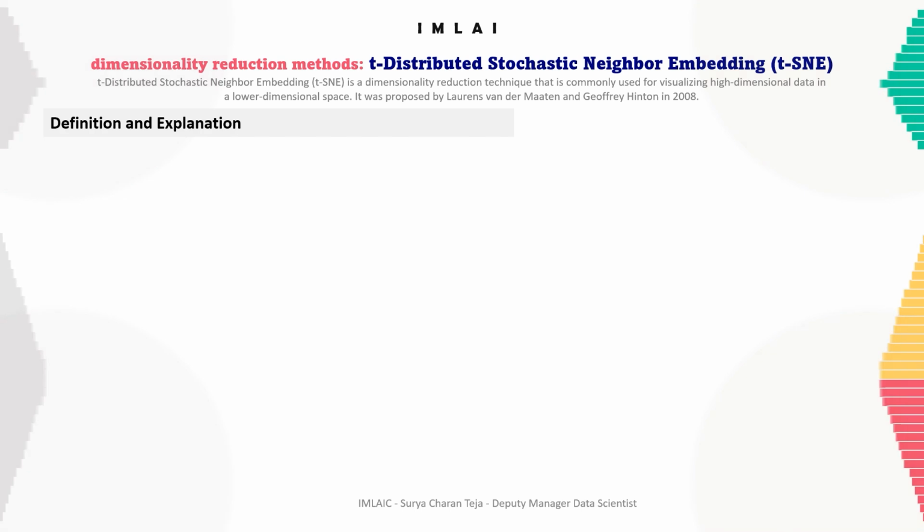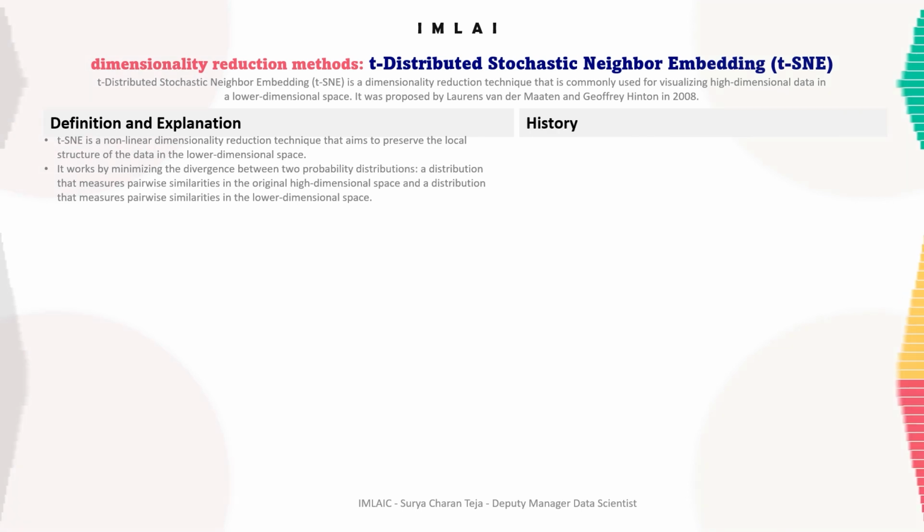So let's look into the definition and explanation first. t-SNE, or t-distributed stochastic neighbor embedding method, is a nonlinear dimensionality reduction technique that aims to preserve the local structure of the data in the lower dimensional space. It works by minimizing the divergence between two probability distributions, a distribution that measures pairwise similarities in the original high dimensional space and a distribution that measures pairwise similarities in the lower dimensional space.